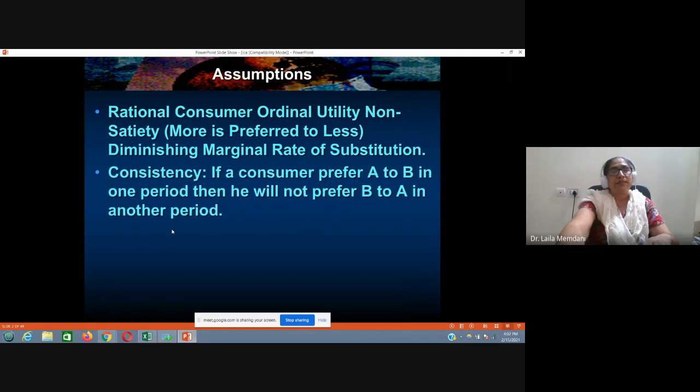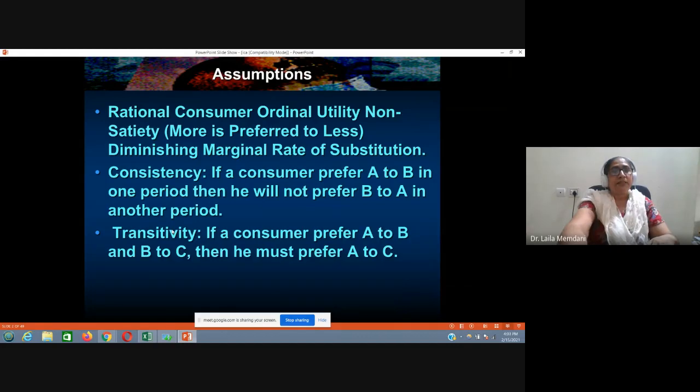Consistency. This implies that if a consumer prefers A to B in one period, in the next period he will not prefer B to A. Like I say that I prefer dosha to idli today, and the next day I will not say that I will prefer idli to dosha. That is, there is consistency in my statements. If I say that I prefer tea to coffee, the next day I will not say that I prefer coffee to tea. So I will not make contrary statements.